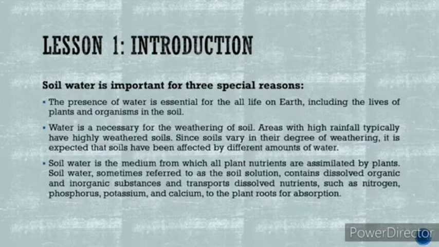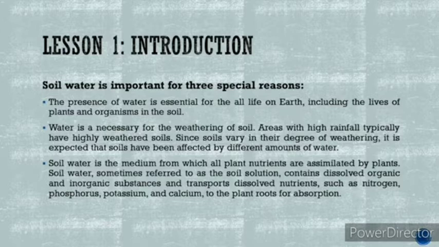Soil water is important for three special reasons. First, the presence of water is essential for all life on Earth, including the lives of plants and organisms in the soil. Water is necessary for the weathering of soil. Areas with high rainfall typically have highly weathered soils.